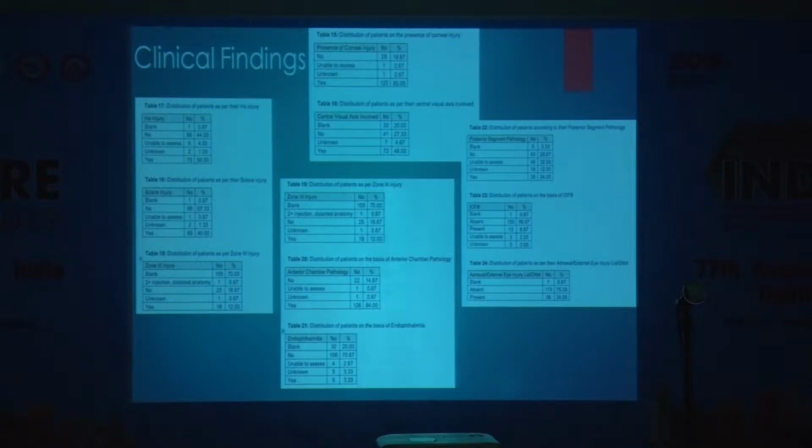the anterior chamber was affected in 84% of cases. Endophthalmitis was very low, 3.3%. Posterior segment trauma was 24%. IOFB was 2%. And adnexal injury was 24%.